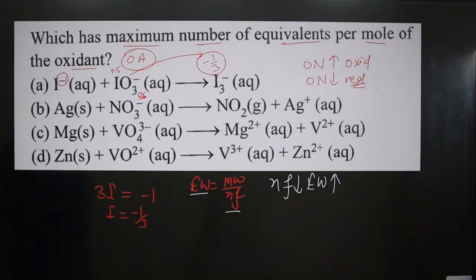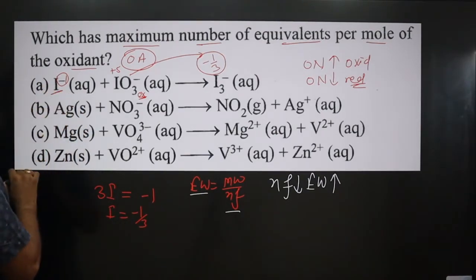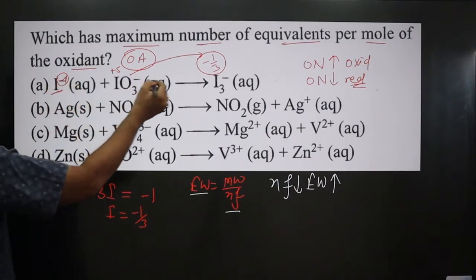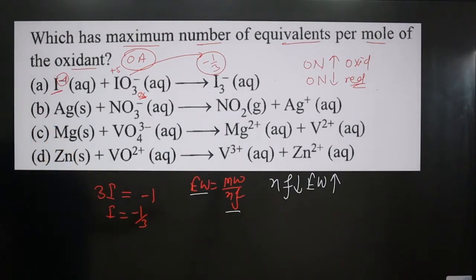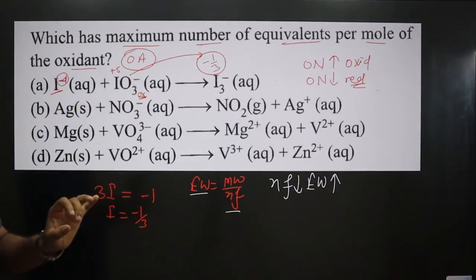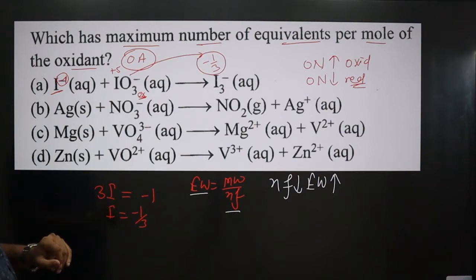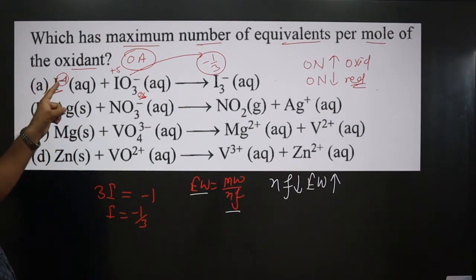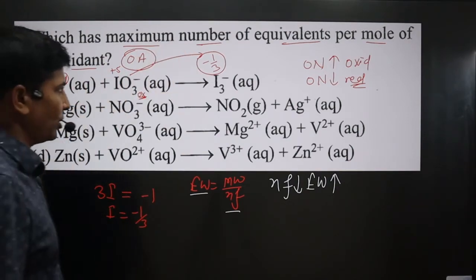Now you can see, find the difference in oxidation number. For this we have to calculate the n factor value for I minus. This is minus 1, and the other side is minus 1 by 3. Find the difference in oxidation number to find out the n factor value. Minus 1 is there, other side is minus 1 by 3. Always subtract the small value from the large value. Which one is the small value? The small value is minus 1 and the large value is minus 1 by 3. Subtract.